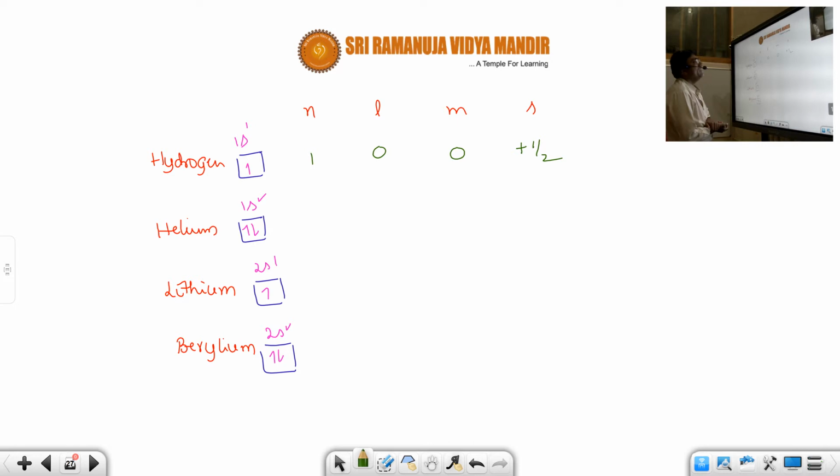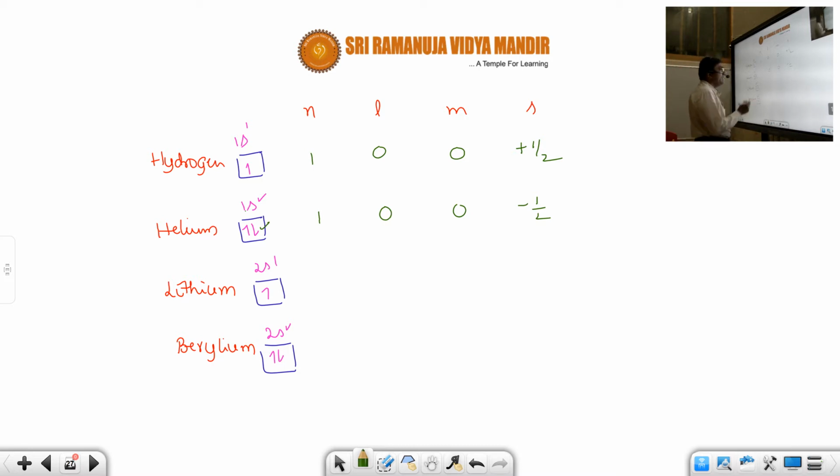Next, helium. Let us write, students, helium 1s2. N is the first orbit. The shape of the orbital is 0, and the orientation is 0. Now, the last electron is down, that is minus half. I hope you understood. Can you see the difference? There is a unique ID: 1, 0, 0, minus half.